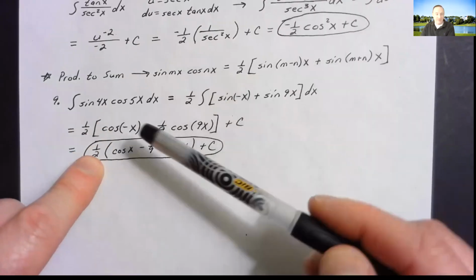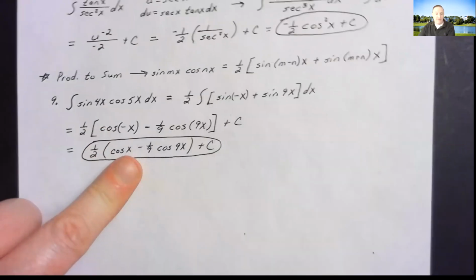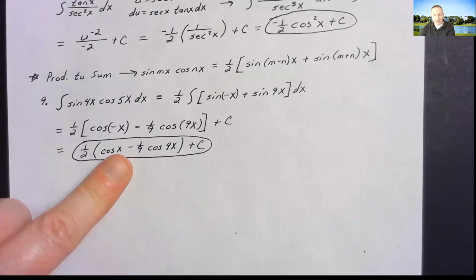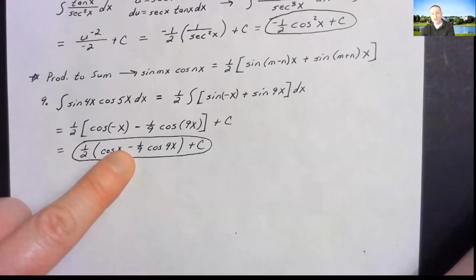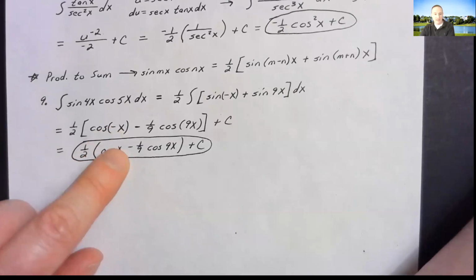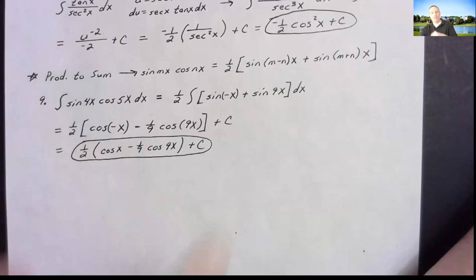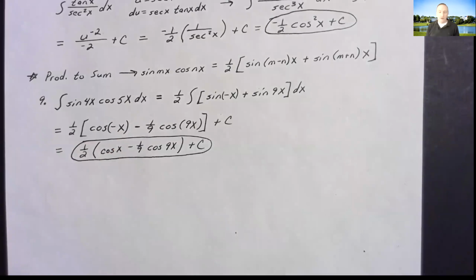And then you wouldn't have to do this, but what I'm showing here is your cosine. Since it's an even function, does it matter if you have a negative angle in there? No, the cosine of negative x is the same thing as cosine of x. You could remind yourself of that, because if you think cosine of pi over 4 we know is the square root of 2 over 2, well, the cosine of negative pi over 4 is also the square root of 2 over 2. Doesn't matter the sign of the angle, it's the same thing. So I just went ahead and said, the cosine of negative x, same thing as the cosine of positive x, and then minus 1/9 the cosine of 9x plus your constant of integration.